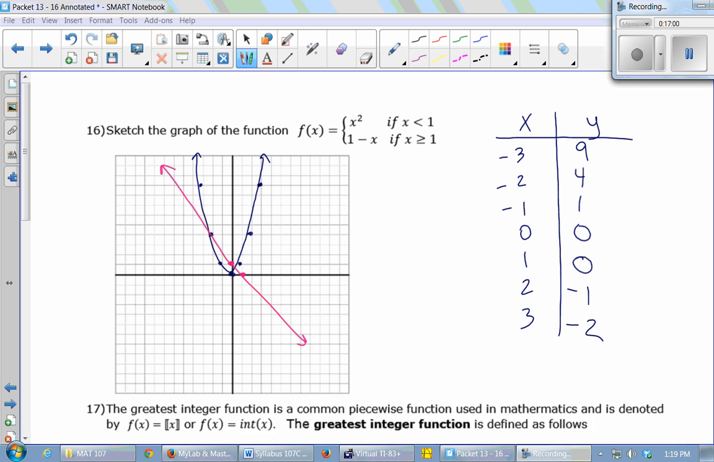So x squared, I only keep the part of it that's to the left of 1. Erase everything else. And I'm not going to include the part at 1. So open circle there. Oops. All right, and then for the line, I'm only going to keep the part that's to the right of 1. So I got to erase all this stuff to the left. It's a little tricky with my smartboard eraser, but.